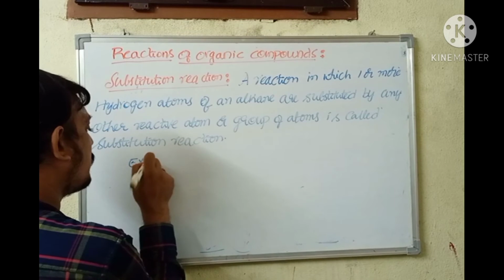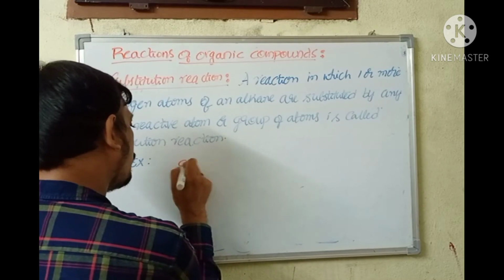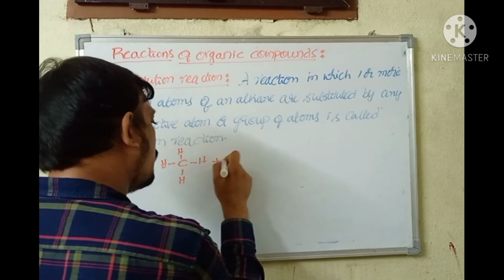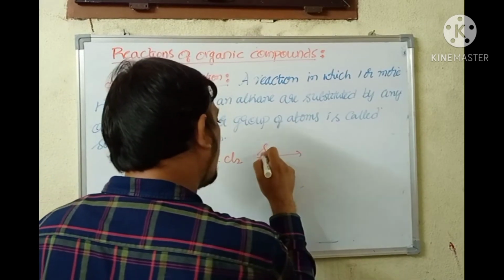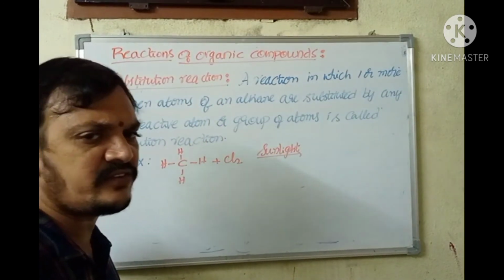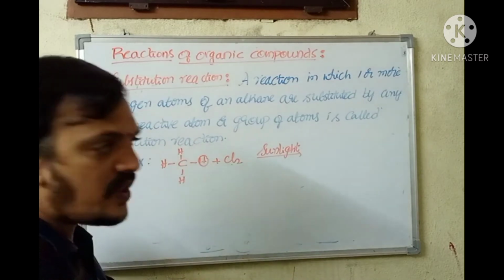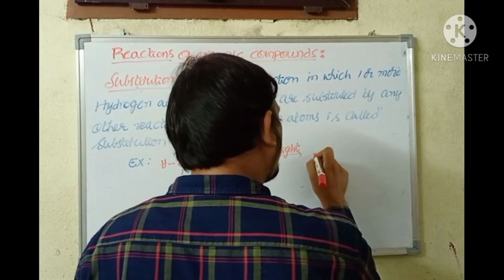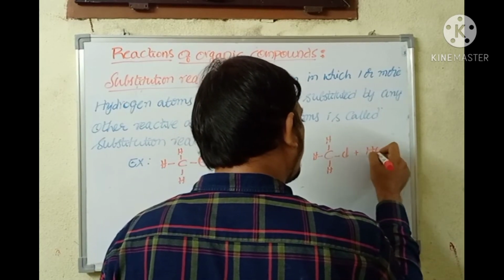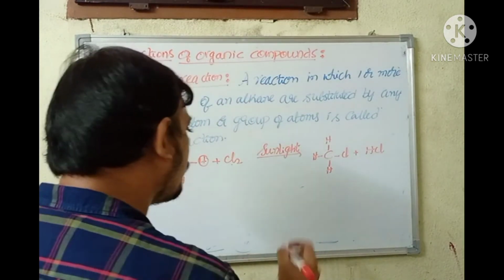If you consider an example, methane, which is CH4, on reacting with chlorine in presence of sunlight or any light. Normal light is also sufficient for the reaction to take place. Then chlorine atoms replace these hydrogen atoms one by one. First, one hydrogen atom is replaced, leading to the formation of CH3Cl and HCl. CH3Cl can be referred to as chloromethane.